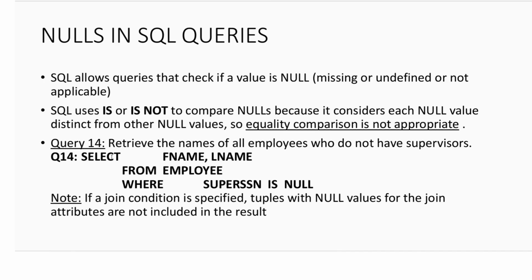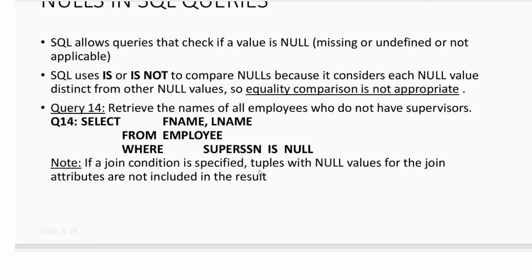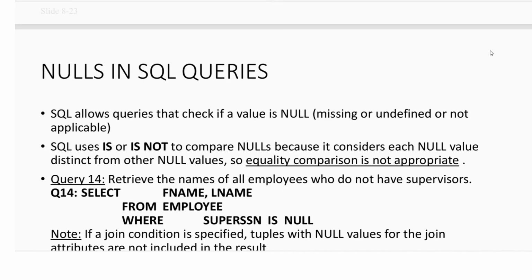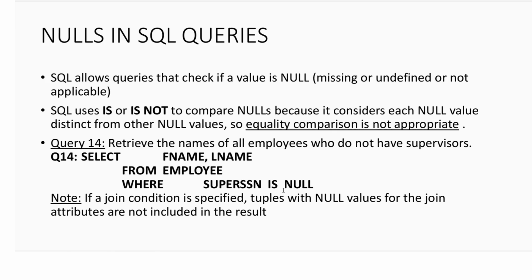So select Fname, Lname from employee. Which names will be selected? Where Super_SSN is null, that name will be displayed. For that reason we will use the IS or IS NOT operator. So this is the use of IS and IS NOT. Suppose you want not null, retrieve the names of employees who have supervisors, then we can write Super_SSN IS NOT NULL.